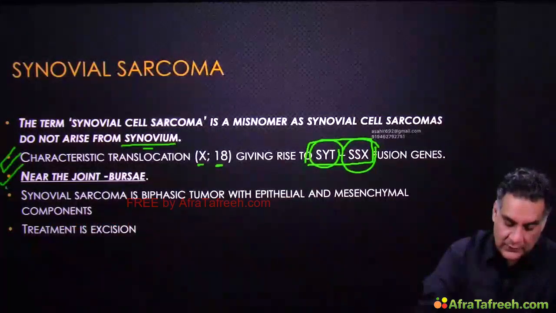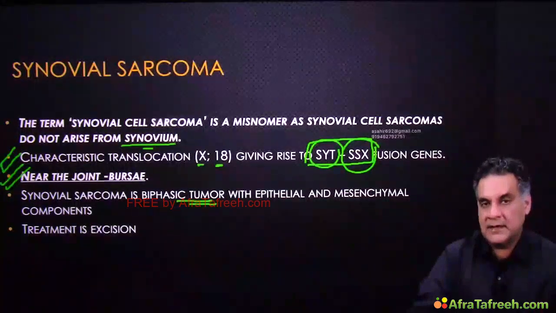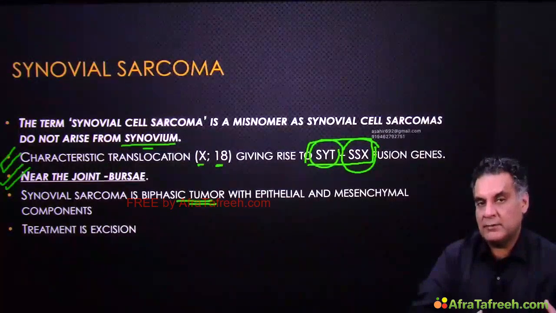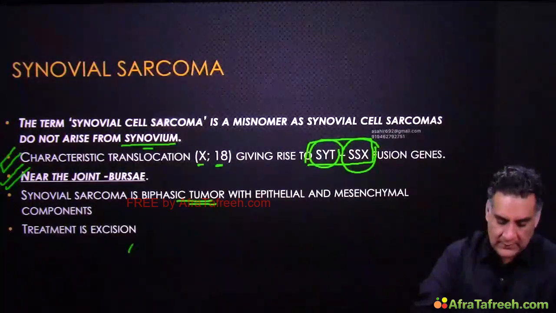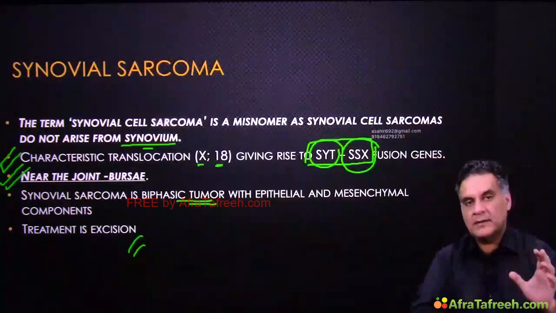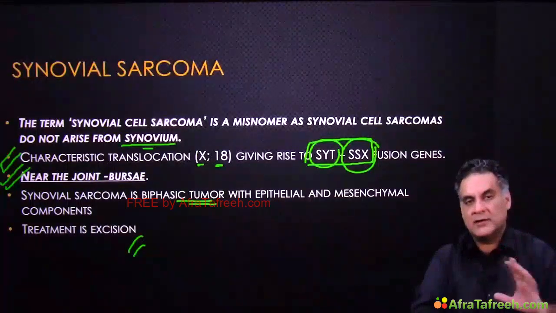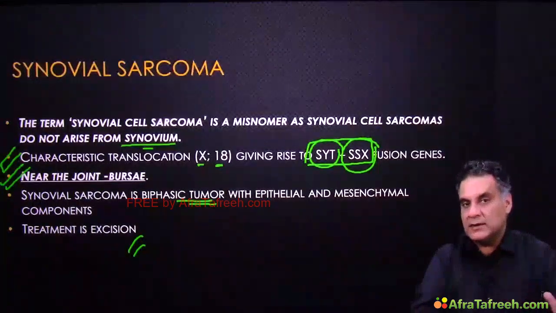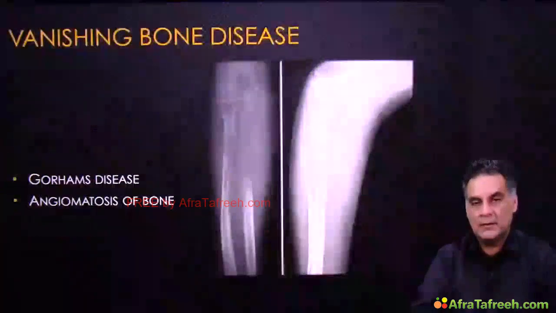It arises near the joints. It's a biphasic tumor. It has epithelial and mesenchymal components. You usually have one malignant proliferation. Here, there are two. Treatment is surgery. Chordoma, synovial sarcoma. One of the very rare things. Books are quiet about it. MCQ world, they are super hit. These are two things that you should remember.